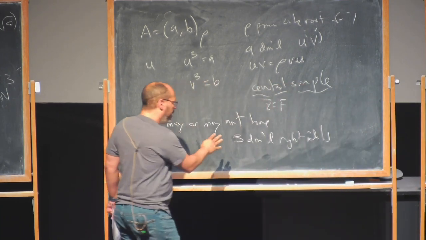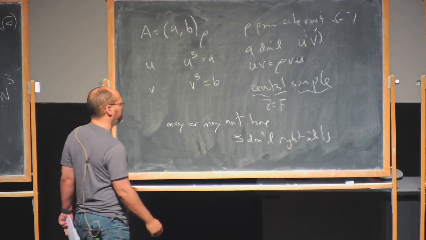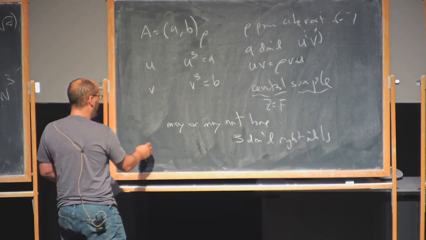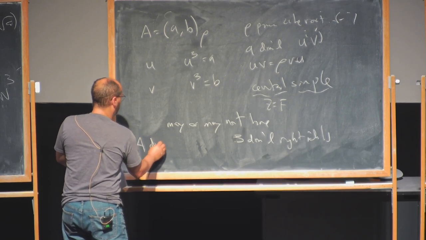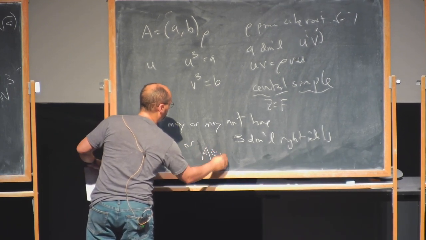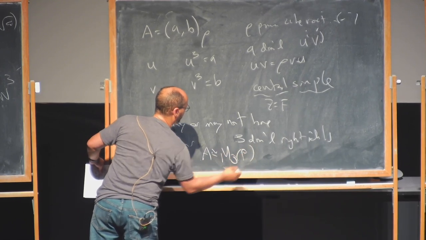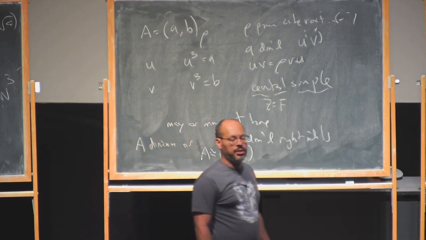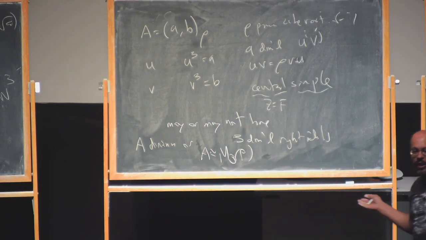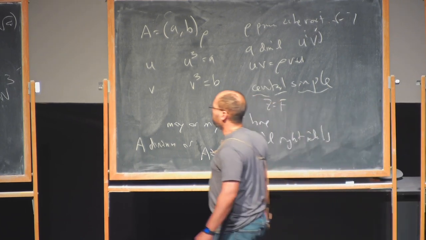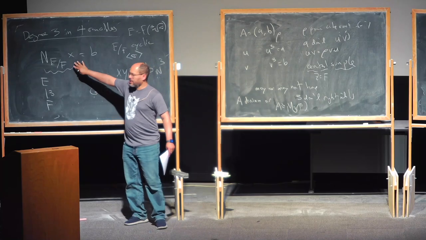Right, so it may or may not have three-dimensional right ideals, and this describes a certain kind of structural dichotomy here. You might have that A is a division algebra, or you might have that A is a 3x3 matrix algebra. Those are the only two possibilities. And the distinguishing feature that lets you tell them apart is whether or not it has one of these three-dimensional ideals.